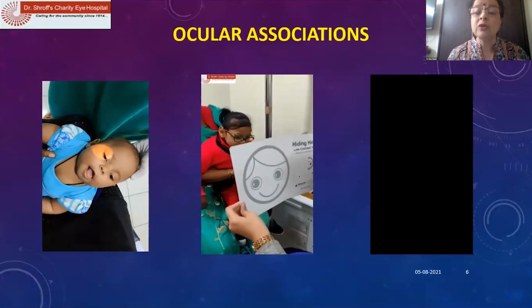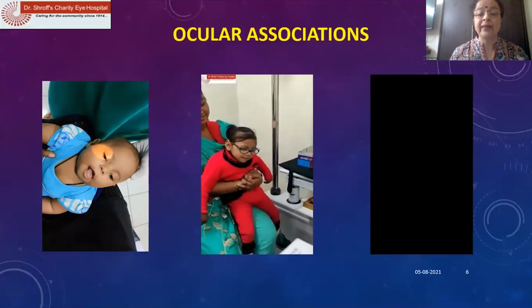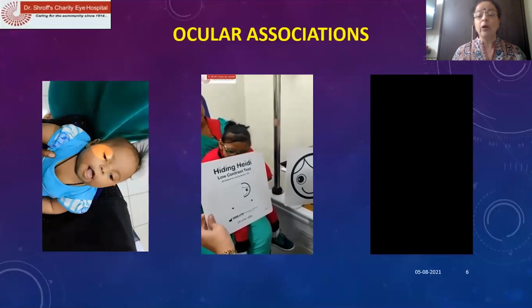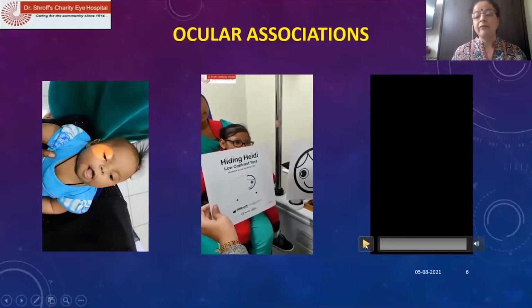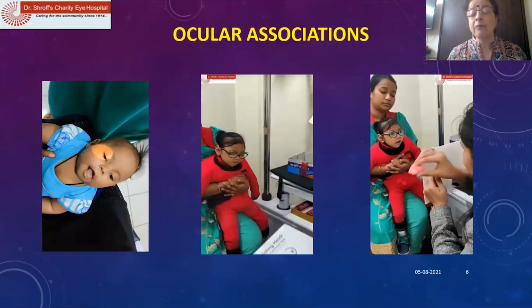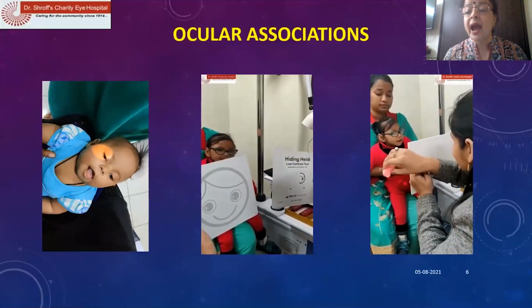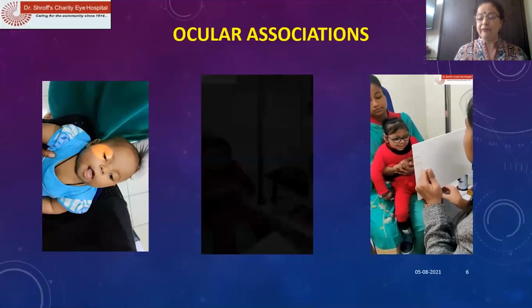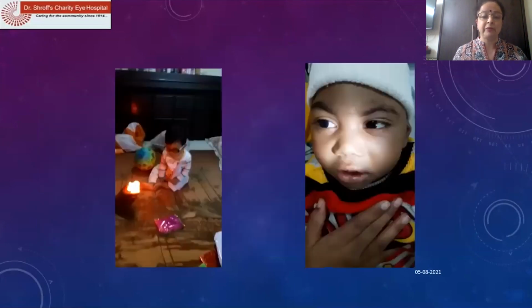If there's any decreased contrast sensitivity, and most of these children have decreased contrast, that's the important test to check whether we need to do some more rehabilitation. We also need to check their fields because some of them have inferior field defects. And these are simple tests where we can do the fields and find out if there are any field defects, and that could help us in our management.